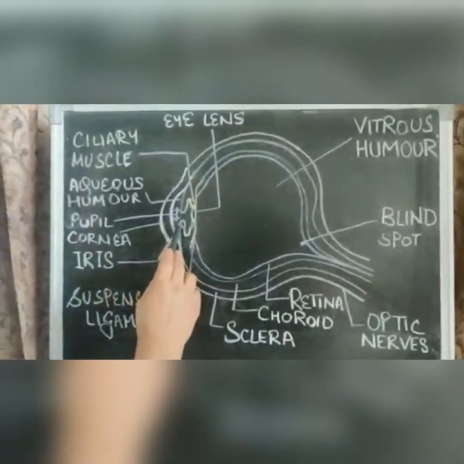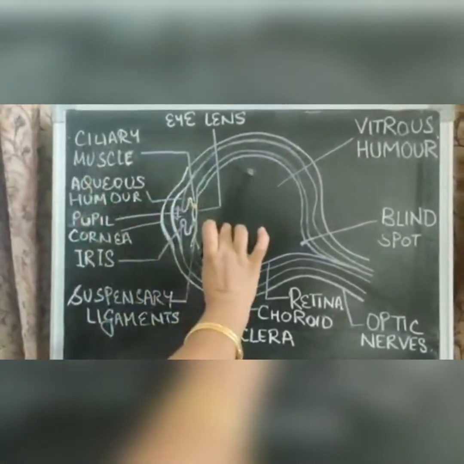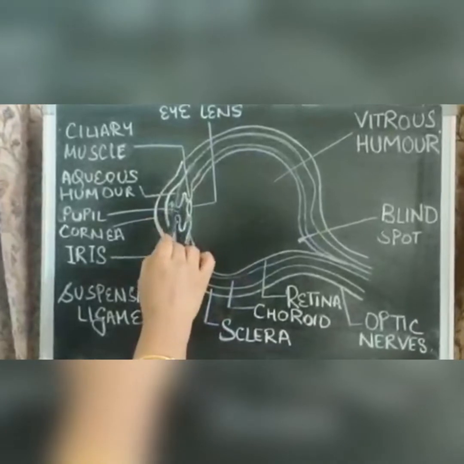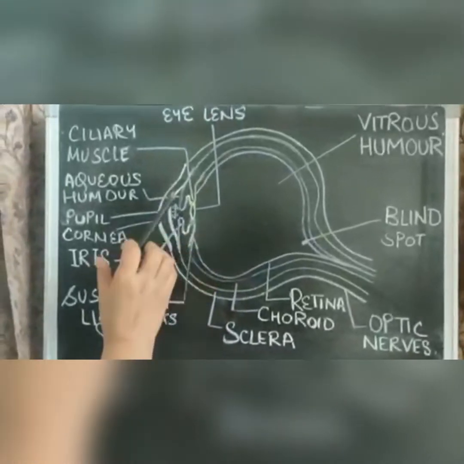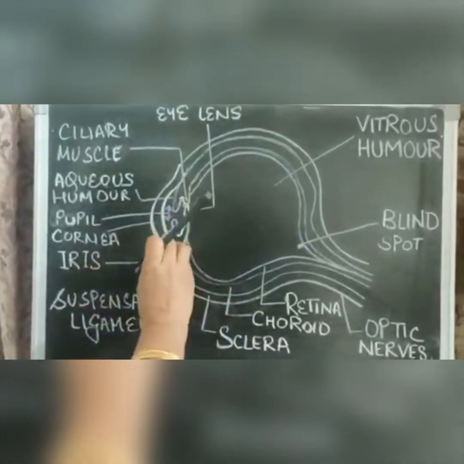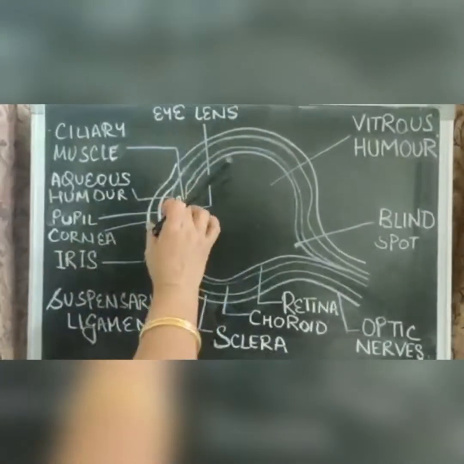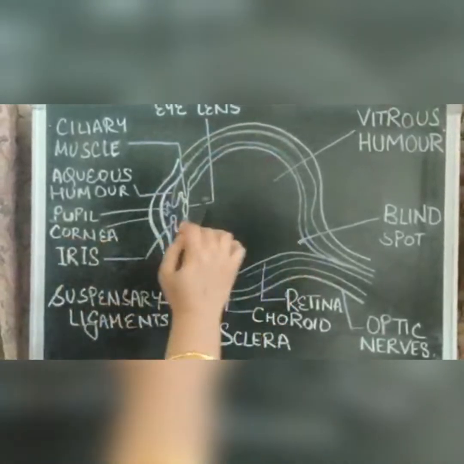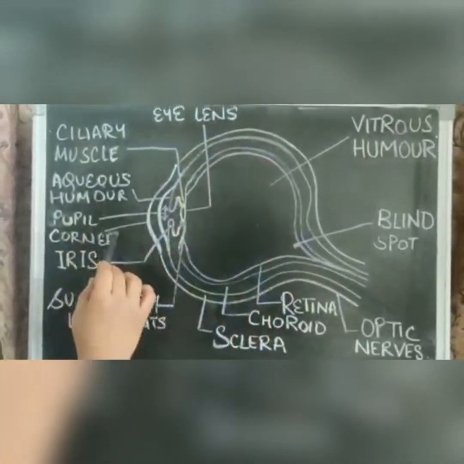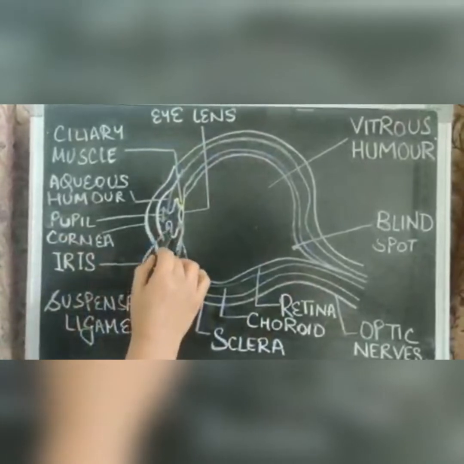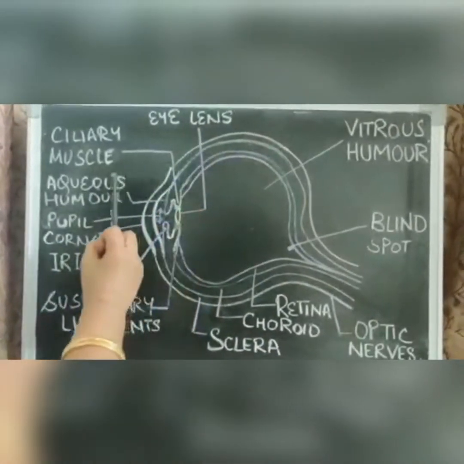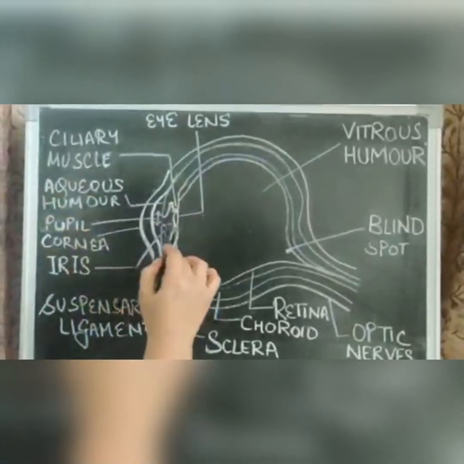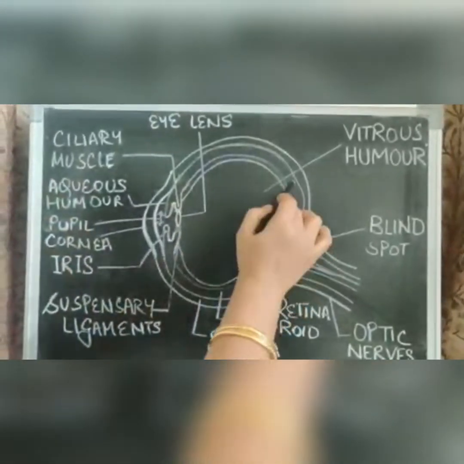Its other function is to regulate the amount of light entering the eye by adjusting the size of the pupil. For example, when light is very dim, the iris will expand and the pupil becomes dilated, and more light can enter inside the eye. And if light is bright, these iris muscles contract and the pupil becomes small in size, and little light will enter inside the eye.